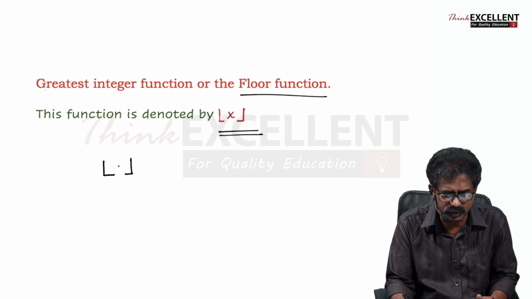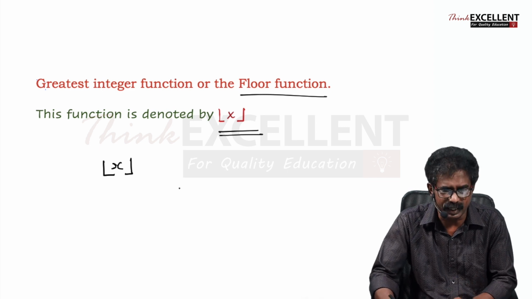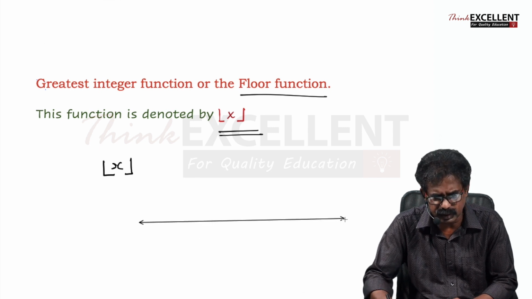Okay, so you read this as the greatest integer function of x. How to find that? Listen carefully. Suppose you take a number line. For objective questions it is important. So this is a number line.